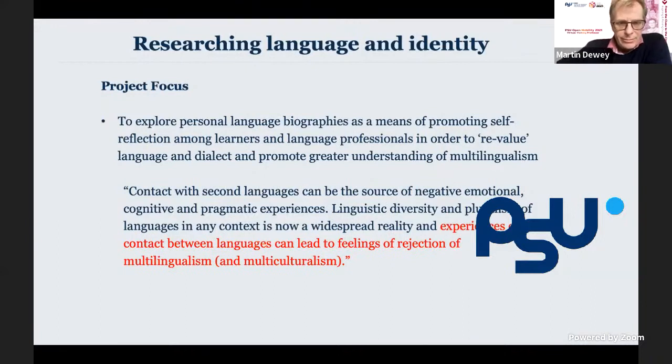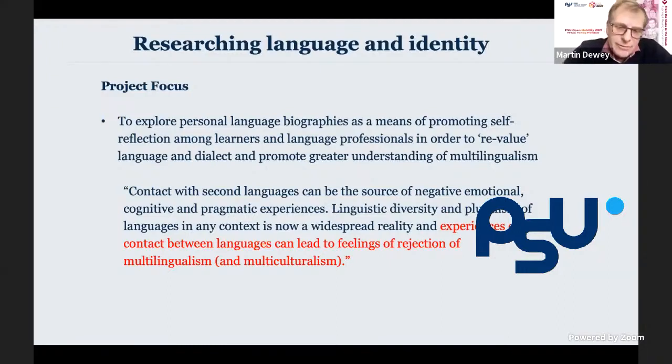Now, remember what I said before about monolingual ideology. An important point here, I'm quoting from the research objectives of the project. So we say that contact with second languages can be the source of negative emotional, cognitive, and pragmatic experiences. Linguistic diversity and pluralism of languages in any context is now a widespread reality. So we were looking at linguistic diversity that is the result of migration. Because we live in a globalized world, and the current global pandemic notwithstanding, we are a much more globally mobile world than we used to be.